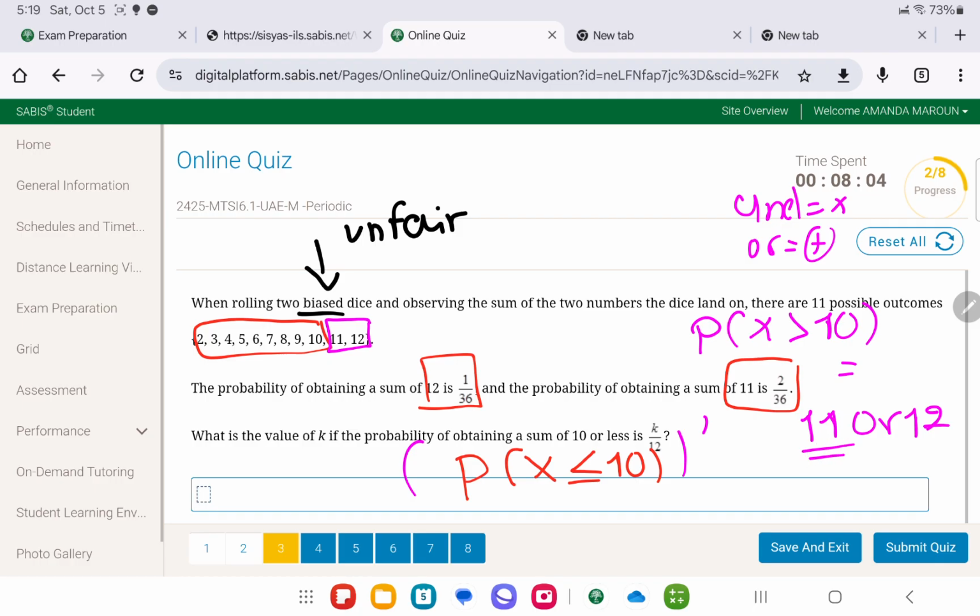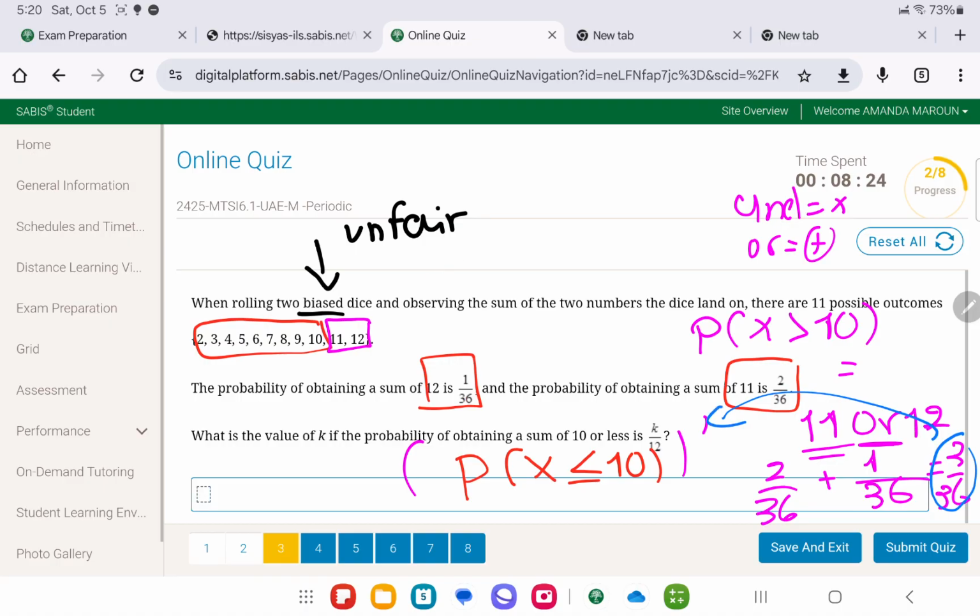Okay? So for 11, the probability of obtaining it, they gave us, is 2 out of 36, or, meaning plus, the probability of getting 12, which is 1 out of 36. So we're going to get 3 out of 36. But is this the value we need? No. So what are we going to do? We're going to take 3 out of 36. It is the opposite of what we need.